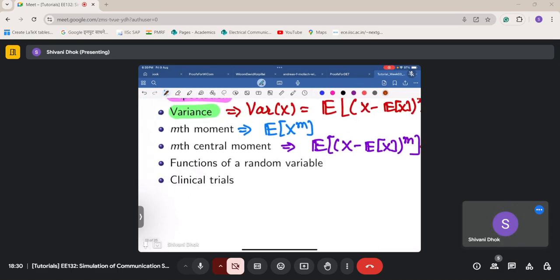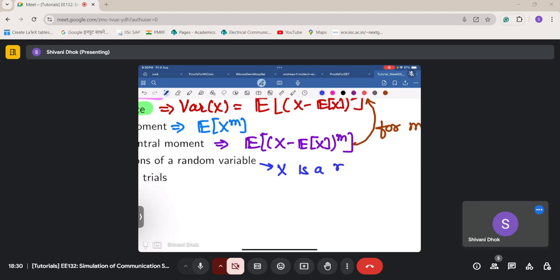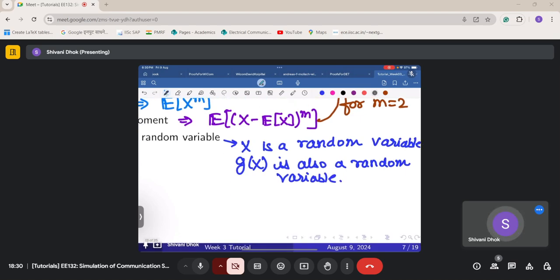And then we looked at functions of random variables. Let's say X is a random variable. Then for nice functions, g of X is also a random variable. And we need to perform transformation of random variables.